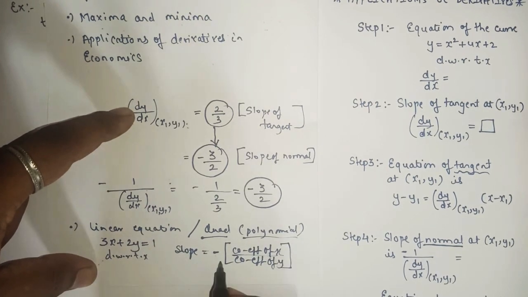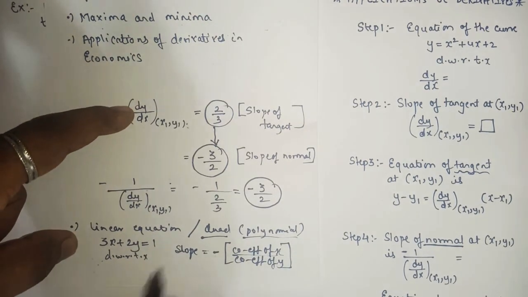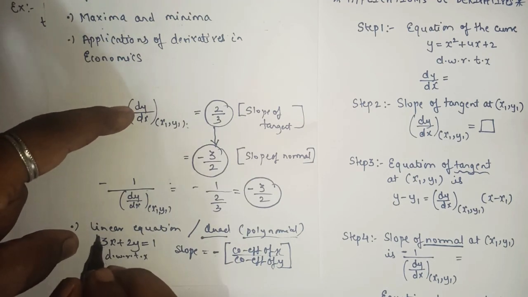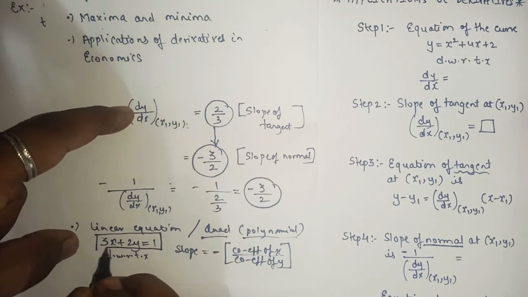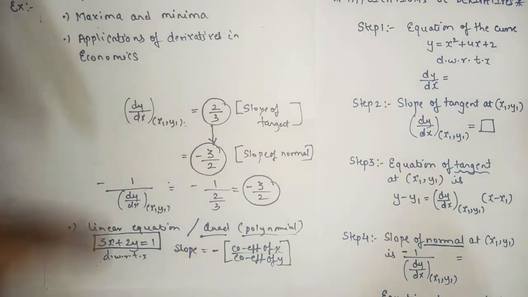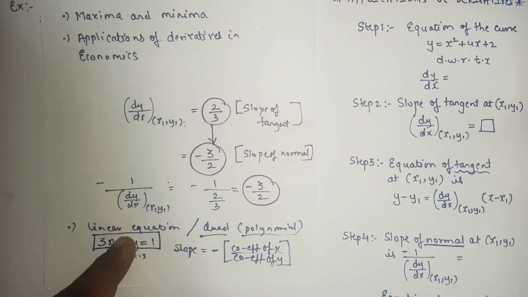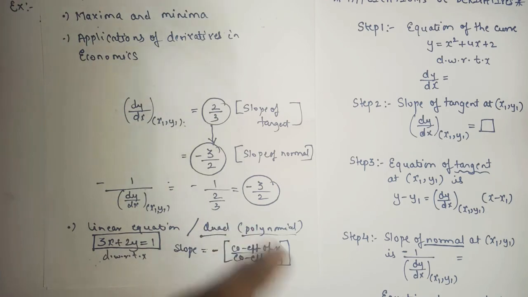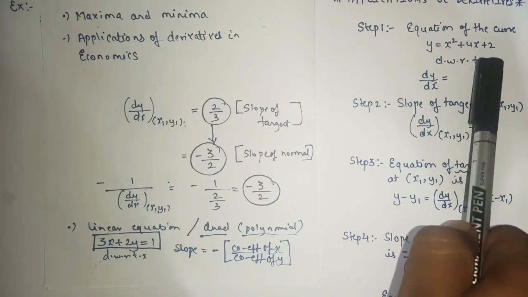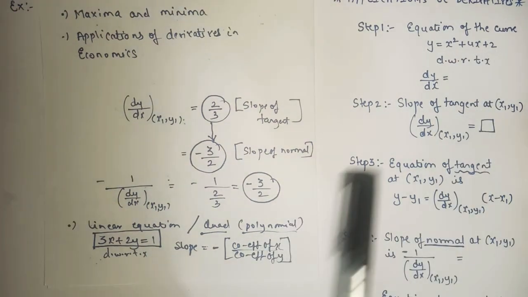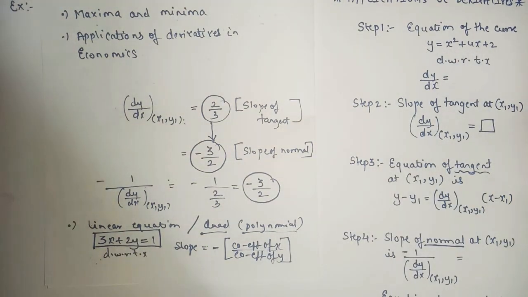So remember this formula, this concept, is only for when an equation is in linear form. Whenever we have a linear equation, only then can we apply this formula. We cannot apply this formula for a quadratic or a polynomial to get the slope directly. So whenever we have a linear equation and we have to find the slope, apply the formula.